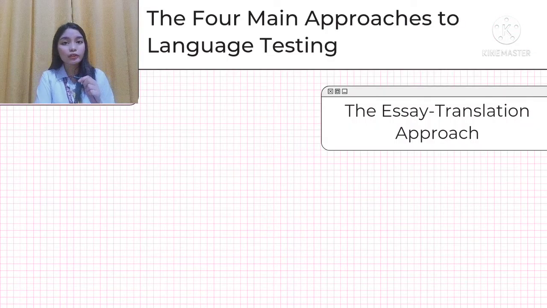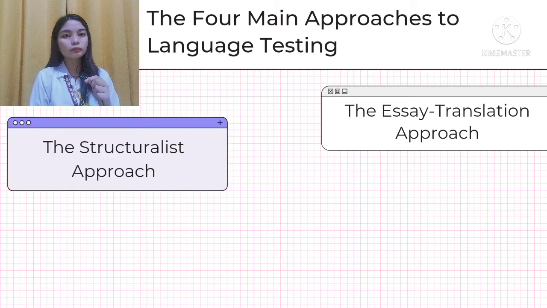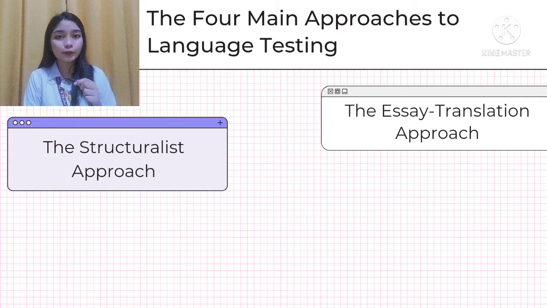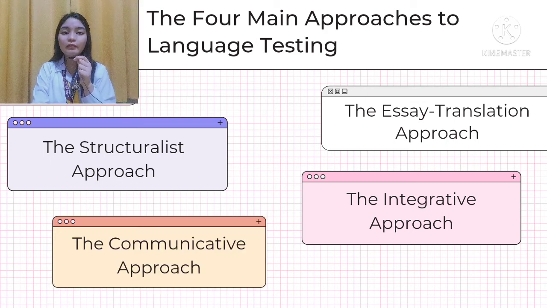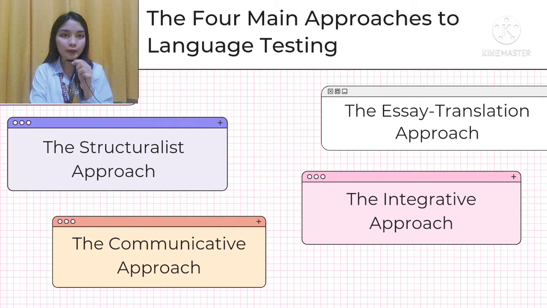Since we already know the definition of language testing and approach, let us proceed to the four main approaches to language testing, which are the essay translation approach, the structuralist approach, the integrative approach, and lastly the communicative approach. A useful test will generally incorporate features of several of these approaches. Indeed, a test may inherit weaknesses simply because it is limited to one approach, however attractive that approach may appear.